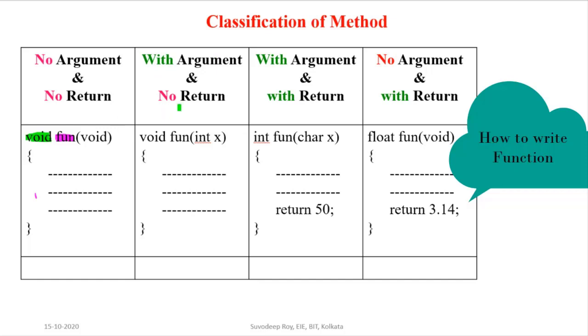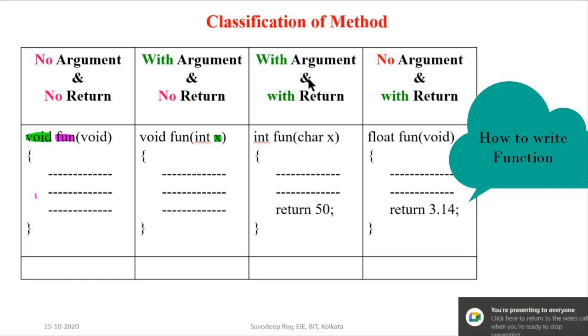With argument and no return. With argument means there must be some argument or input. Here say the input is X, and this input should be declared with the type of input. Here I am considering an integer type of input, so I must write it like this. Taking the same identity fun, no return, so no return is declared as void.